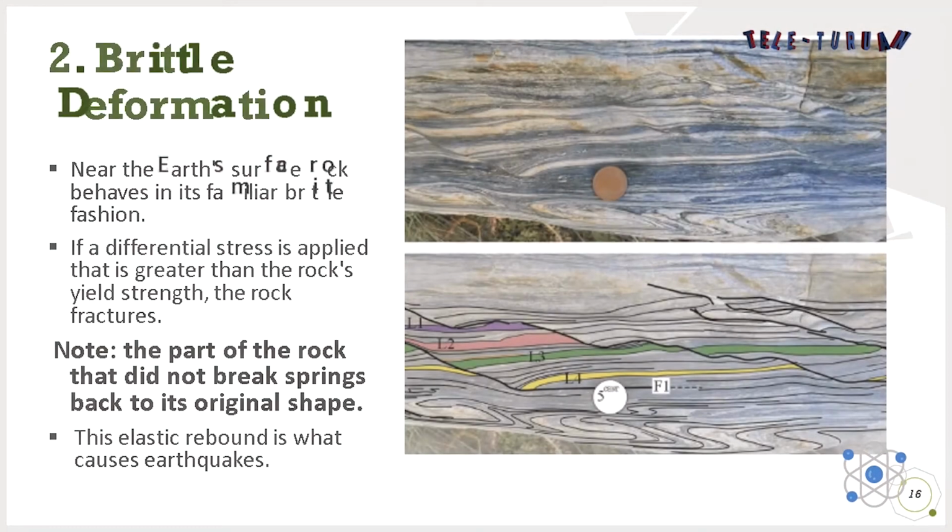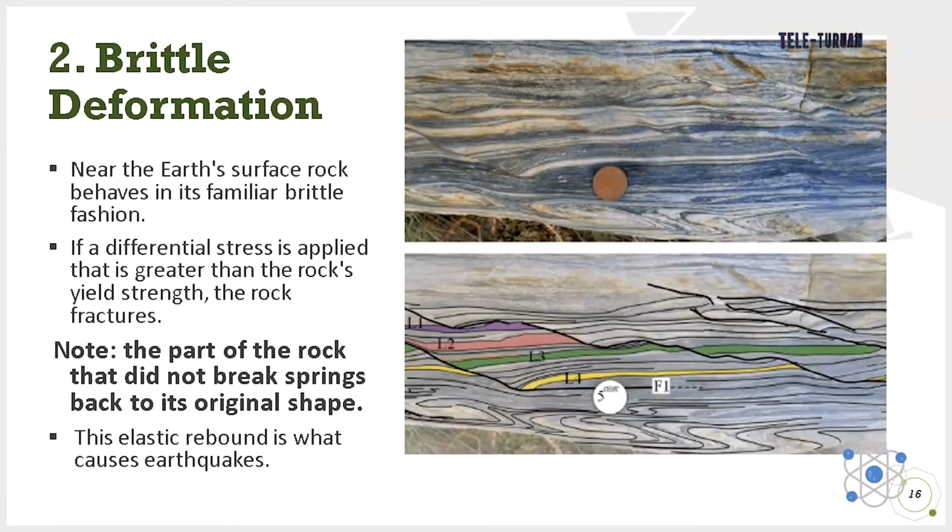Second, we have brittle deformation. Near the Earth's surface, rock behaves in its familiar brittle fashion. If a differential stress is applied that is greater than the rock's yield strength, the rock fractures. Note, the part of the rock that did not break springs back to its original shape. This elastic rebound is what causes earthquakes.